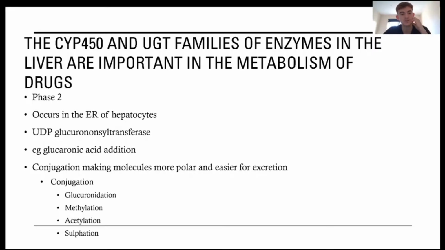However, this conjugation can also occur through methylation, acetylation, and sulfation as well. So there are different ways for the drugs to go through phase 2. And that basically works to make the molecules more polar and easier for excretion.